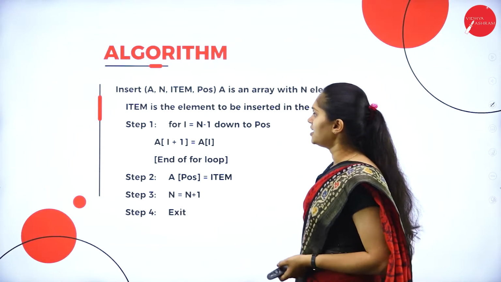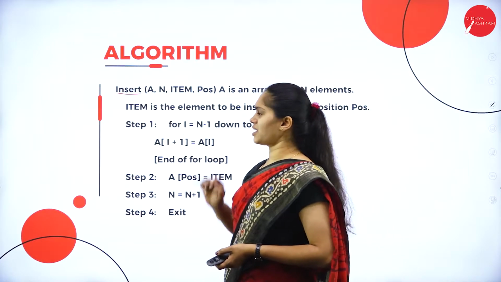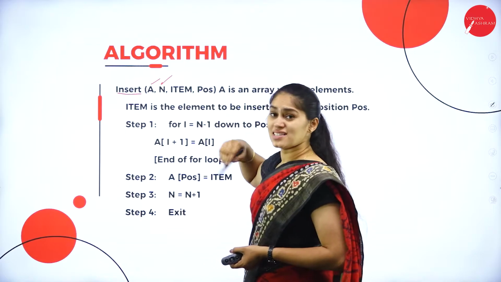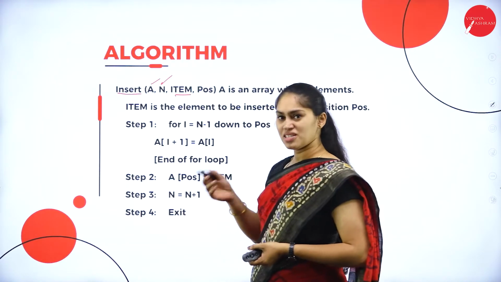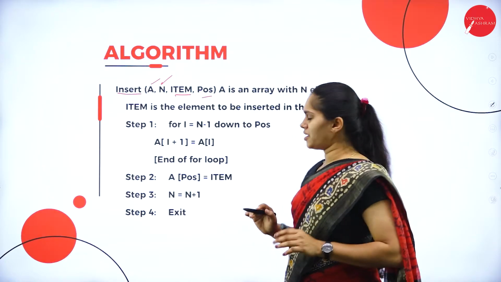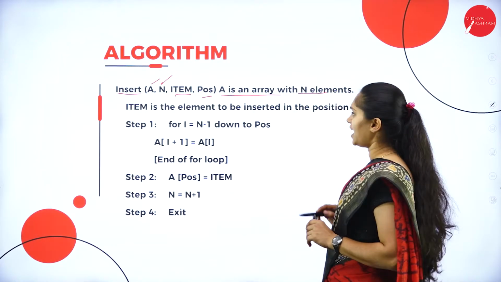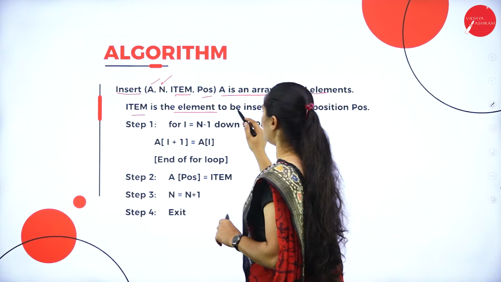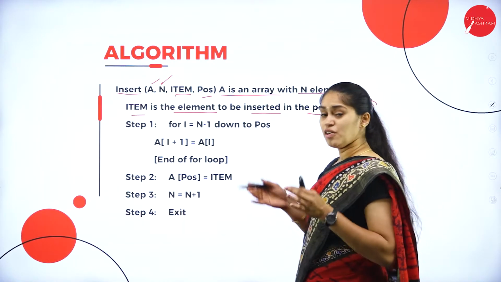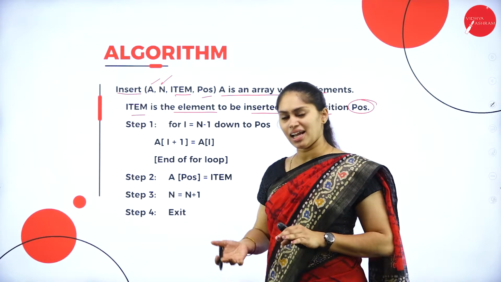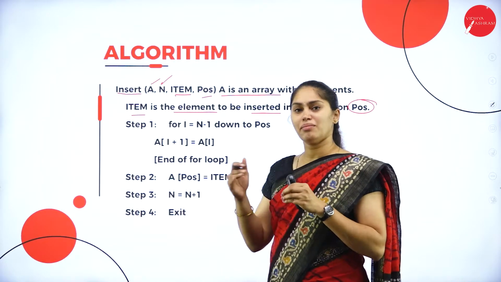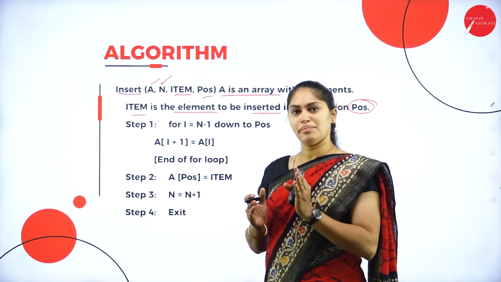So here we see the algorithm for this. Here we are using insert, and A is the array name. N specifies the number of elements and item specifies the element value that you wanted to insert at the position POS. A is an array here with n elements. Item is the element to be inserted at the position POS. Then where can we insert? Can we insert an element after the end of an array? No, right? It has to be within n minus 1. Always the last index will be n minus 1.